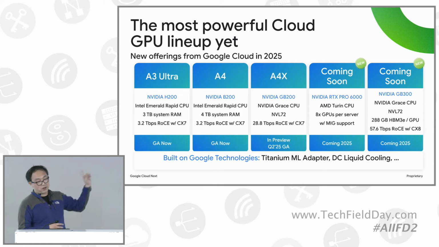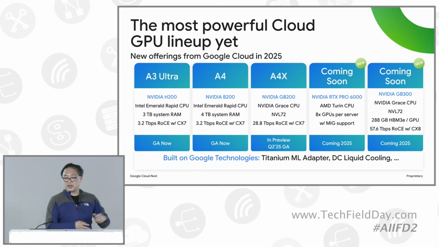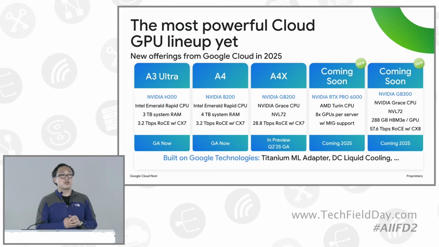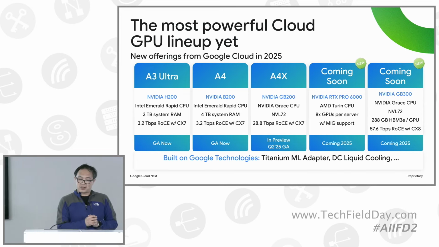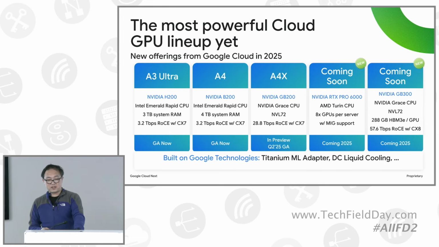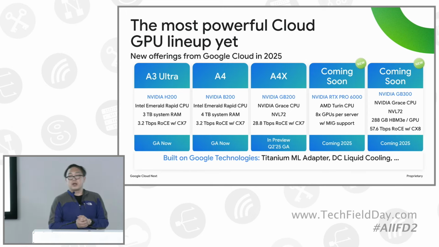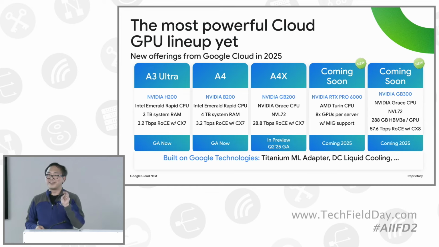So the last one on the right, again, there's no name attached to this, so I'm not going to use that name, but it is the GB300 system, which is basically just the GB200, more memory, more networking, everything's faster, takes up more power. You can't even imagine. You can see that the 28.8 at the bottom of A4X becomes 57.6, so double, and it uses the CX8s. Any questions about any of these systems that I can answer?